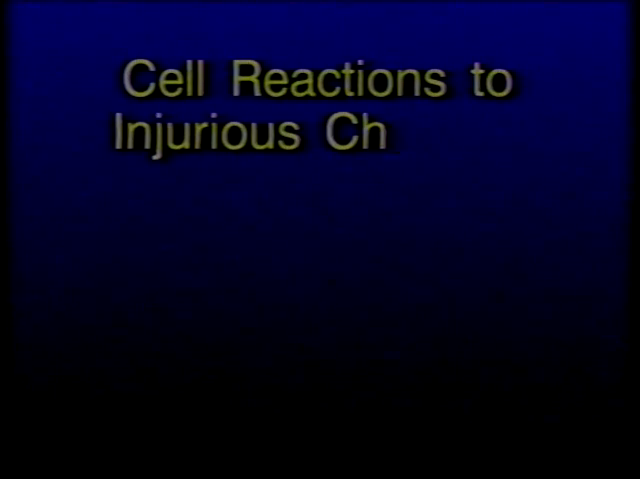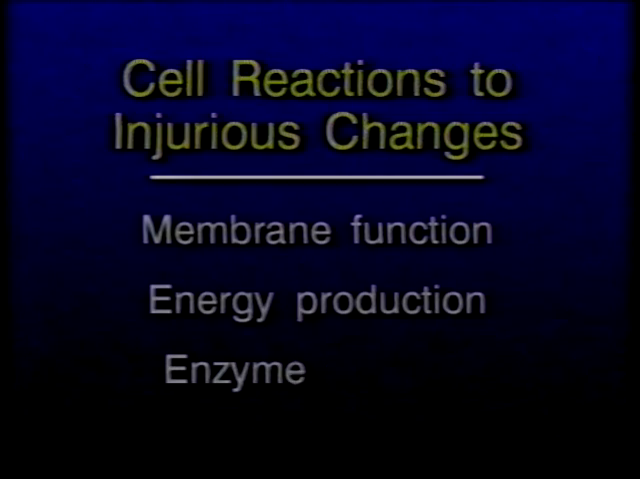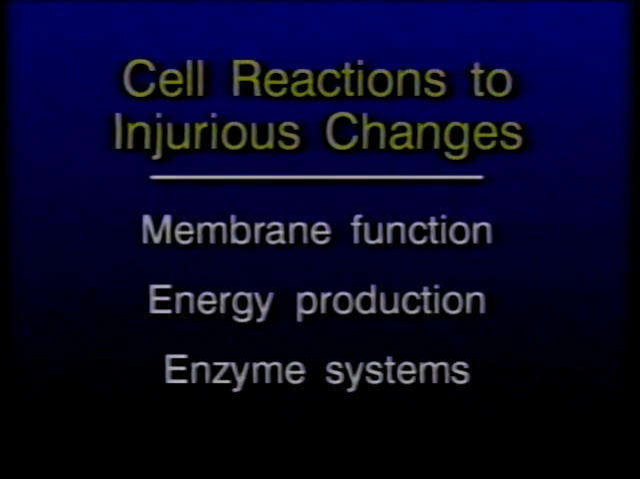Although there are many and diverse environmental variations which may cause cell injury, cells and tissues can react in only a limited number of ways. Most cell injury involves interference with membrane functions, energy production, and/or enzyme systems.